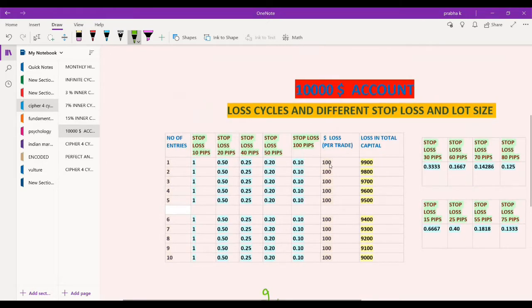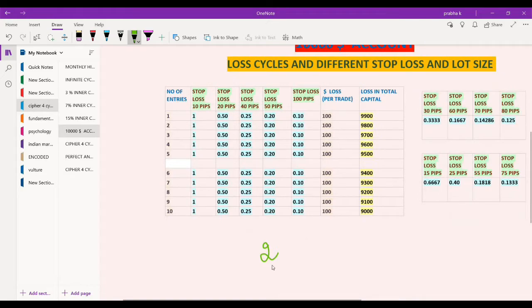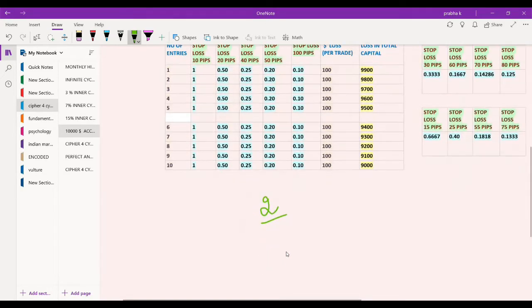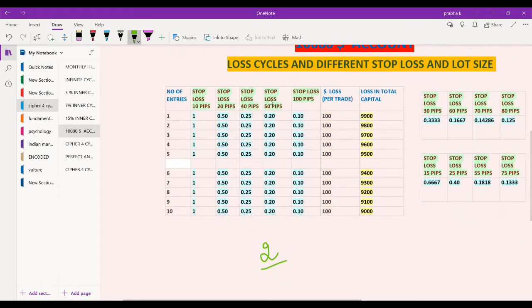Okay. If it is for some other account, it will be of different loss. If it is a $5,000 account, the loss would be 50 here. Always 50 because it's 1%. Okay, let's not confuse in that. So now we are taking this stop loss 50, 0.20, we are going to trade into.